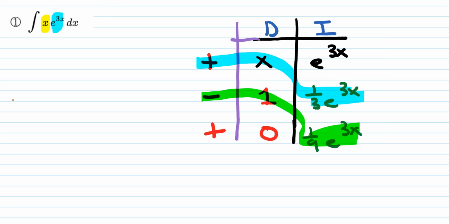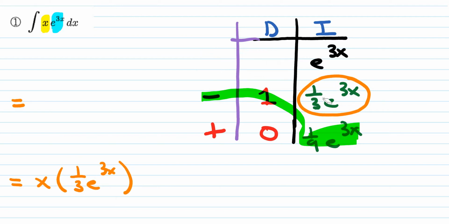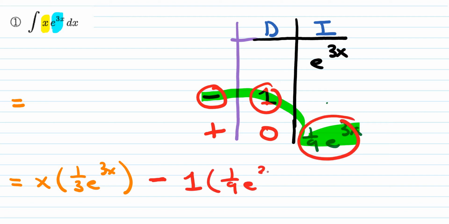Okay, so my final answer, if I follow the columns, I have a plus, I have an x, and I have a 1/3 e to the 3x. So that's going to be written as x times 1/3 e to the 3x, close the bracket. And then let's erase that row because I'm done. If I take a look at the next row, I have a minus sign, so that's going to be minus. There's a 1, so 1 times all of that, which will be 1/9 e to the 3x, and then plus c.